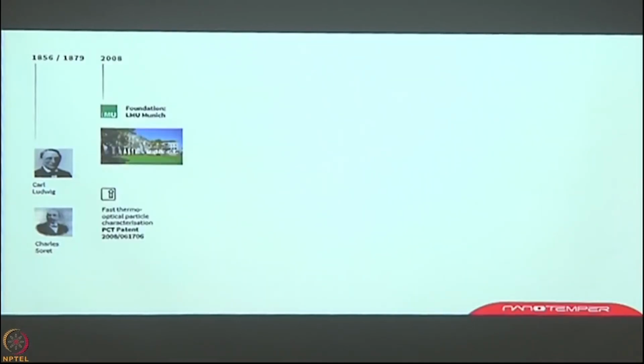It was only a physical principle, until the two CEOs of our company filed a patent in 2008. They said that thermophoresis can be established at a microscale level, which can be used to determine binding affinities. So from there the company started, and the first instrument was launched in 2010, which is in front of you. They said that using this thermophoresis principle you can determine the binding affinities.